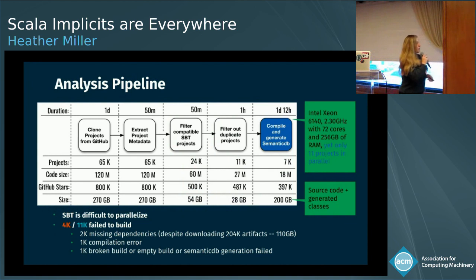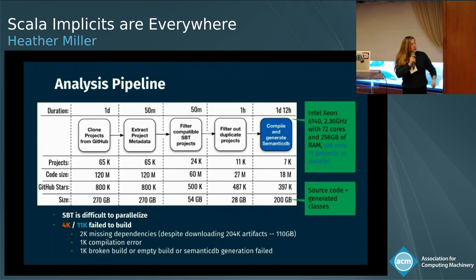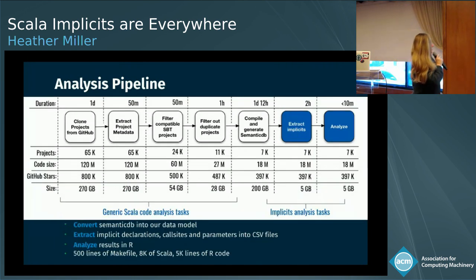Then we do the compilation step, because we need this to figure out the synthetics from the semantic DB. In this case, we found that 4,000 out of 11,000 projects failed to build, so we ended up losing some more projects here. These are due to a number of reasons. Some didn't have dependencies found, something published on Maven or Bintray was removed, and there were a bunch of compilation errors or broken builds. So we threw all those away.